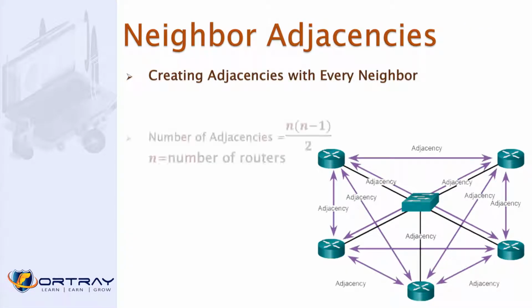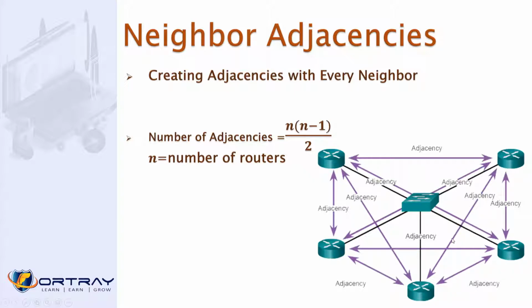After the two-way state, what happens with the neighbor adjacencies? Now this is critical. This is called the DR concept. If the network grows and grows, how many adjacencies do you need? The formula is n times n minus 1, divided by 2. Say there are 10 routers: 10 multiplied by 9 is 90, divided by 2 is 45. So we need 45 total adjacencies.